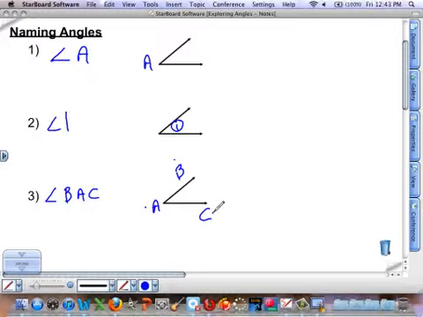How else would we name this angle, Chris? Angle CAB. So the direction at which you name the angle doesn't really matter. The most important piece, though, is what? Vertex has to be in the middle. Okay, that's the most important piece. All right. Questions on naming angles before we move forward?